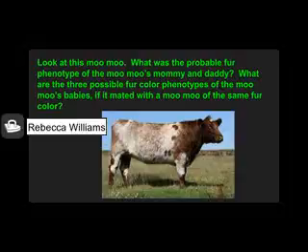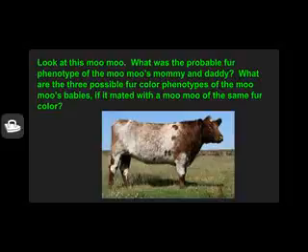Look at this cool moo-moo. What was the probable fur phenotype of the moo-moo's mommy and daddy? What are the three possible fur color phenotypes of the moo-moo's babies if it mated with a moo-moo of the same color?